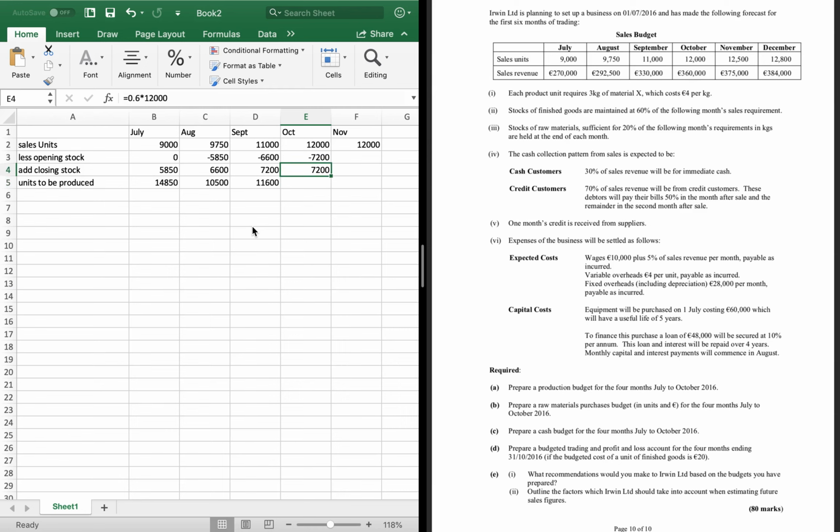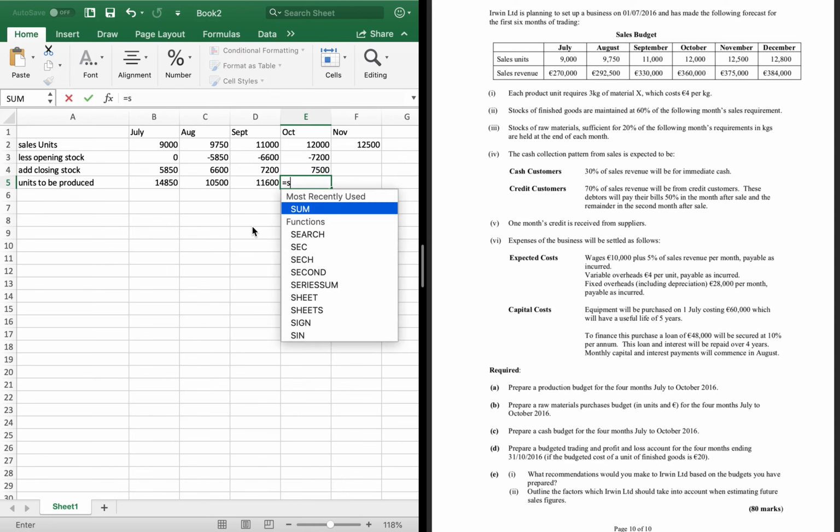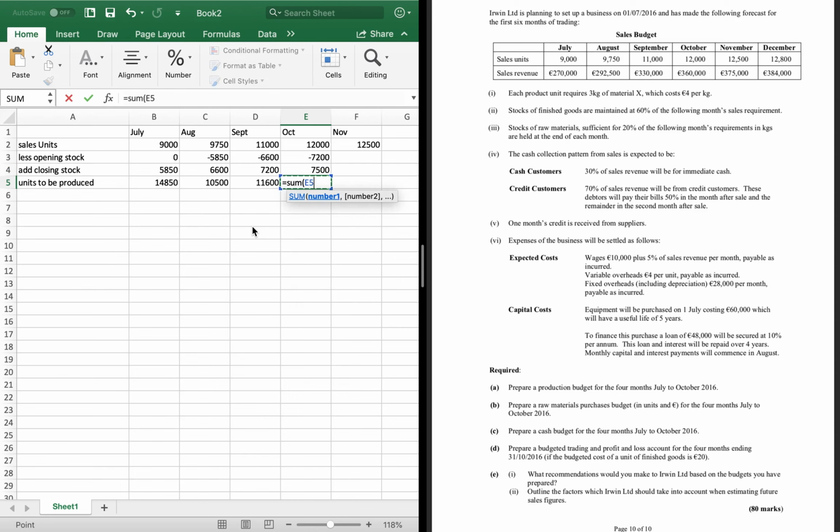Have I made a mistake there? So that should be 12,500. So it's 60% of 12,500, which is 7,500. Okay, so finish that out. You get 12,300 there. Now this 7,500 comes up here, and this is where you need your December for. Your closing stock is 60% of December, so 60% of the 12,800.